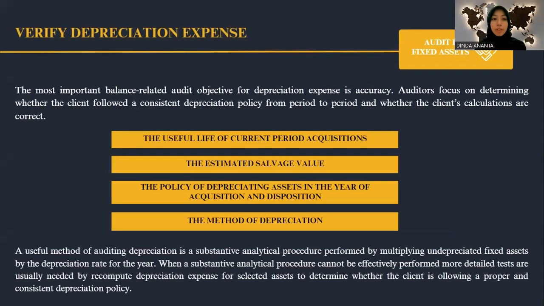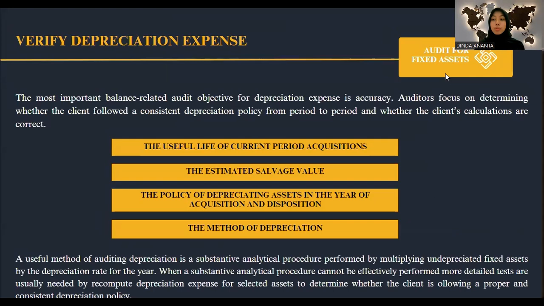Next, about verifying depreciation expense. The most important balance-related audit objective for depreciation is accuracy. The auditor focuses on determining whether the client followed a consistent depreciation policy from period to period and whether the client's calculations are correct. And there are several factors that influence the depreciation expense.